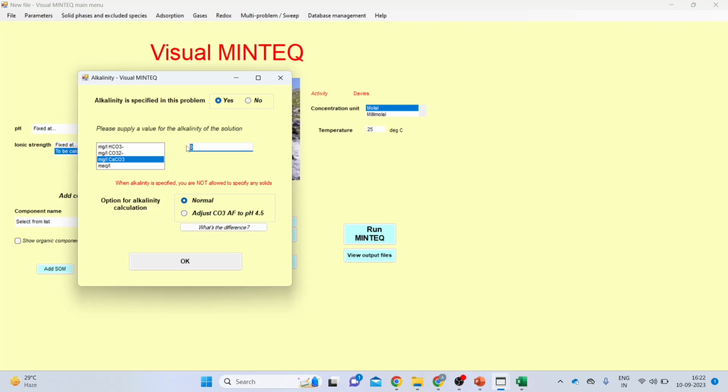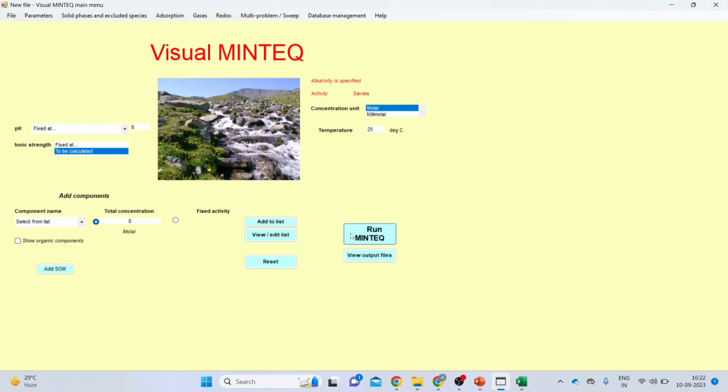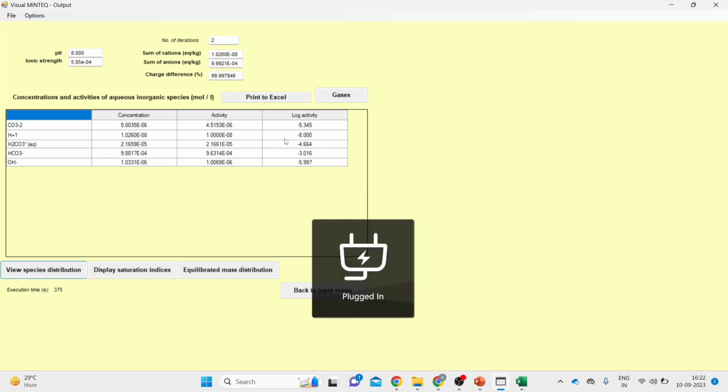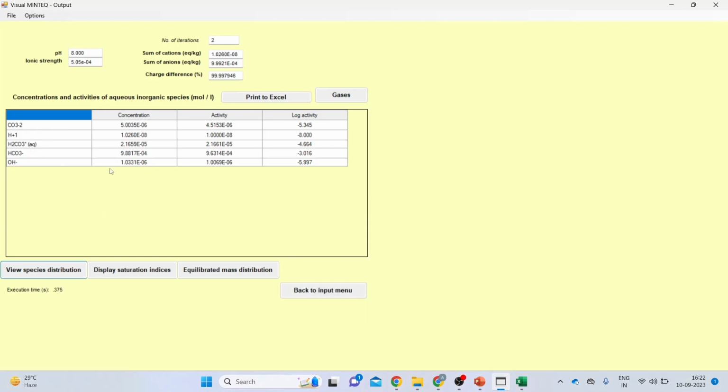And what was the concentration? It was 50 milligrams per liter. Simply we have to do OK. It is being added, and we just have to run the MINTEQ. So we can see that these are the concentrations of the various species which we got. So these are the species and these are their concentrations at equilibrium.